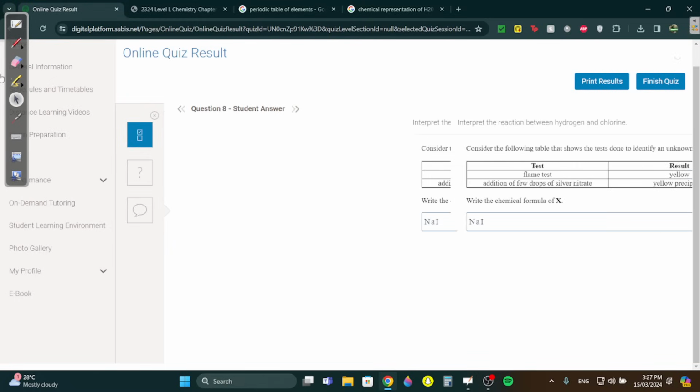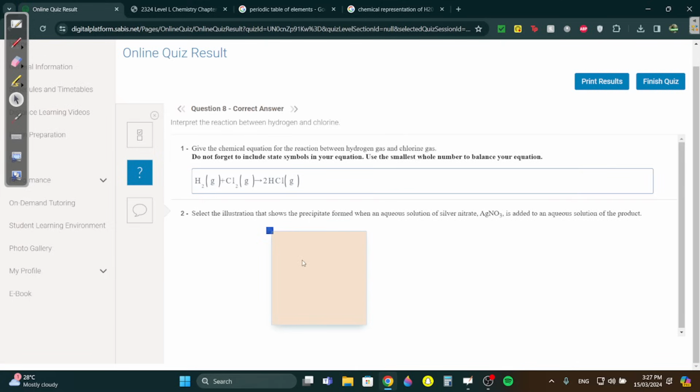Question 8. Give the chemical reaction between hydrogen gas and chlorine gas. Don't memorize, please. Hydrogen, you know, is H2. Chlorine, you know, is also Cl2. H2, which is a gas, plus Cl2, which is also a gas, produces, obviously, HCl. Since it's H plus Cl minus crisscross, you're going to get HCl, which is a gas. Balance: 2H, 2Cl, so you have to put 2HCl.